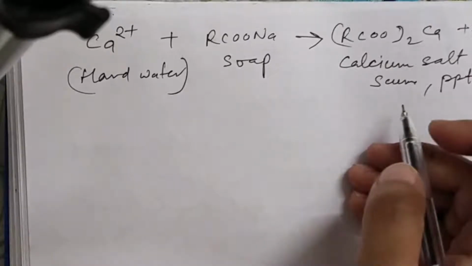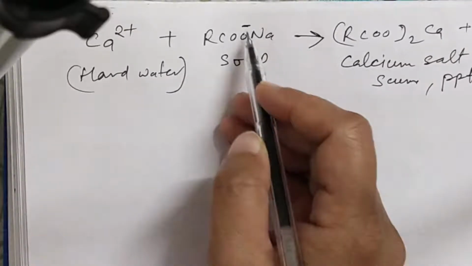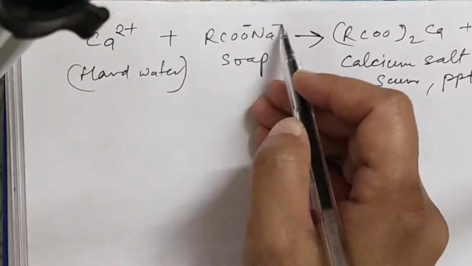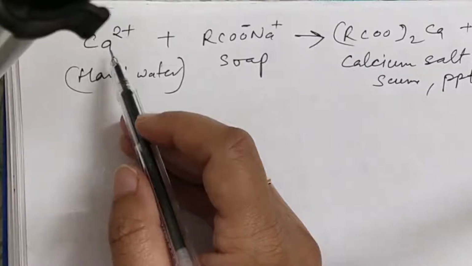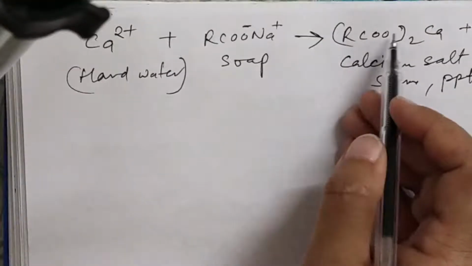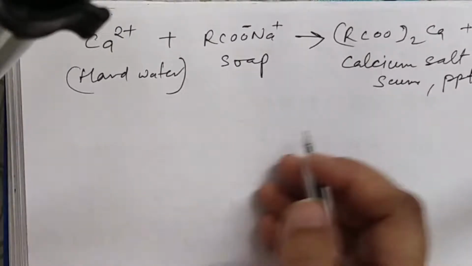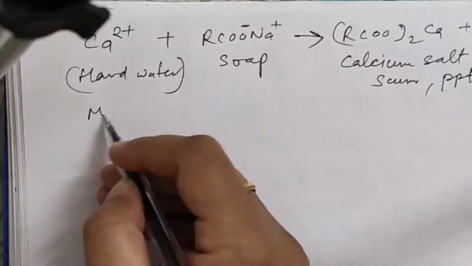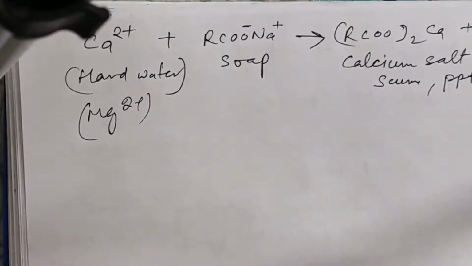See here, there is only one negative valency of this RCO negative ion, and one positive for the Na positive ion, but for calcium there are two positive valencies. So you can balance by taking this acidic ion multiplied by 2. Okay, you can similarly take the example of magnesium ions from hard water, and subsequently magnesium salt precipitates or scum can be formed, and you can easily test it. Lab tests are there, students. You can easily test them in the laboratory.